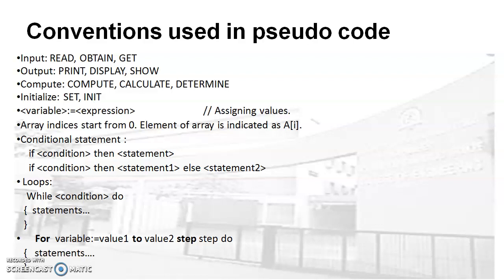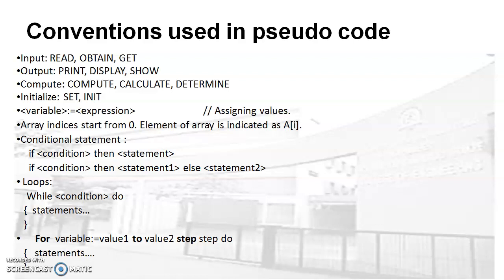Then there are conditional statements like if then and if then else. Depending on whether the condition is true or false, the statements will be executed. In case of an if statement, if the condition is true, then the statements specified after then will be executed. And in case of an if then else statement, if the condition is true, then statement 1 will be executed. If the condition is false, then statement 2 will be executed.